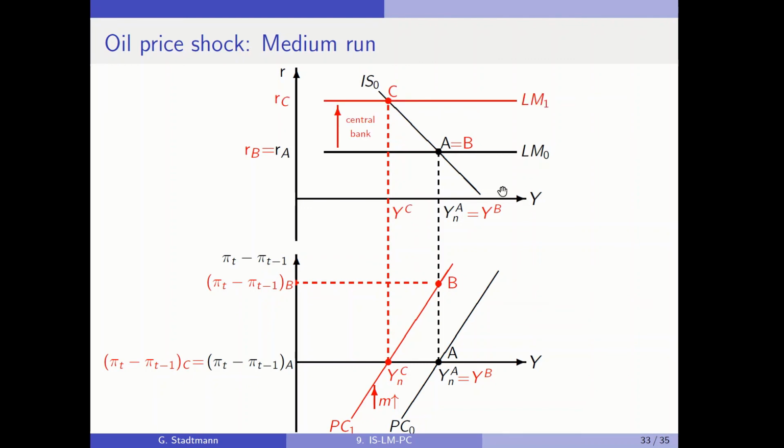So the central bank has to increase the interest rate to the level RC, and then the economy will slide down along this Phillips curve into this new equilibrium here. This increase of the real interest rate leads to a decrease of demand for investment goods, and hence goods demand is affected over time, and we are getting in this new equilibrium in point C.